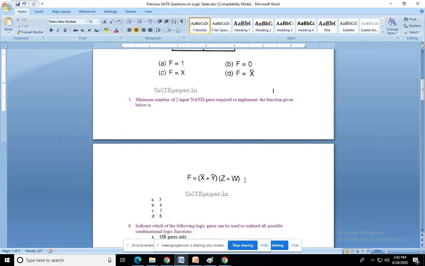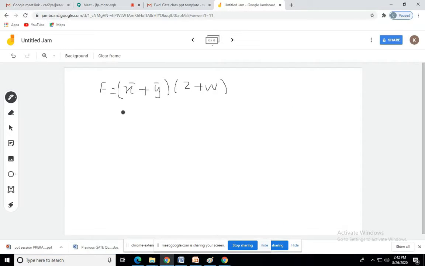The whole expression should be implemented with two input NAND gates. And how many NAND gates? We have to find the minimum number of NAND gates required for this expression. For NAND implementation, the expression should be in SOP form, sum of product form. Sum of product form makes the NAND gate implementation very easy.